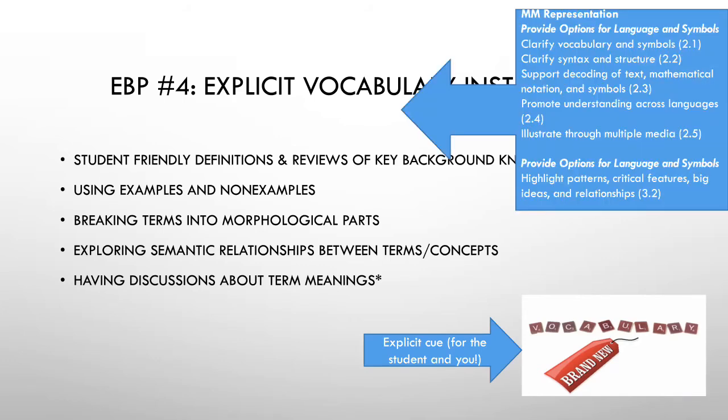Explicit vocabulary instruction meets the universal design for learning principle of multiple means of representation by providing options for language and symbols. It clarifies vocabulary and symbols, it clarifies syntax and structure, it supports decoding of text, well, really decoding of text. It promotes understanding across languages, and you can illustrate these using multimedia. It also highlights patterns, critical features, and big ideas and relationships, which are critical in science.